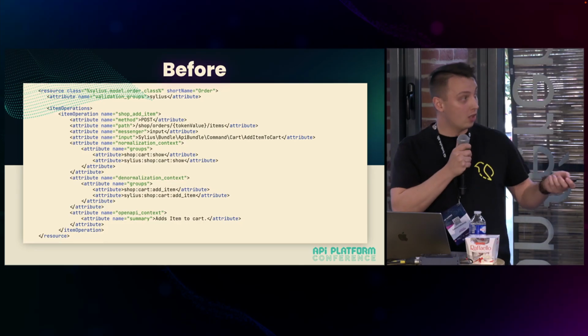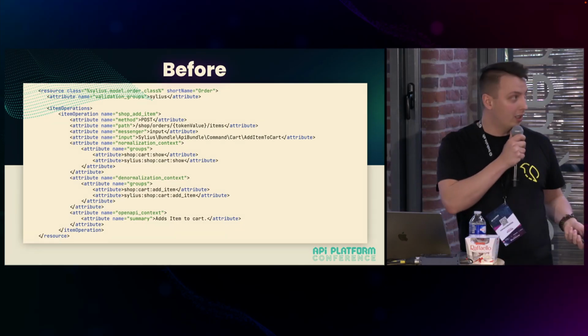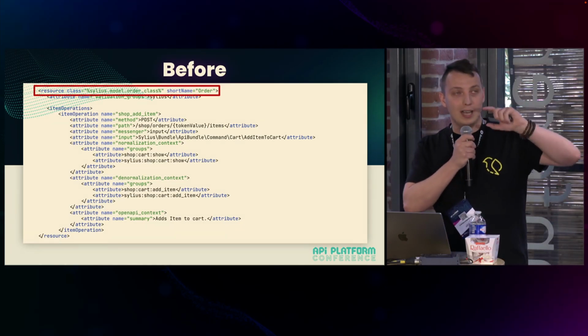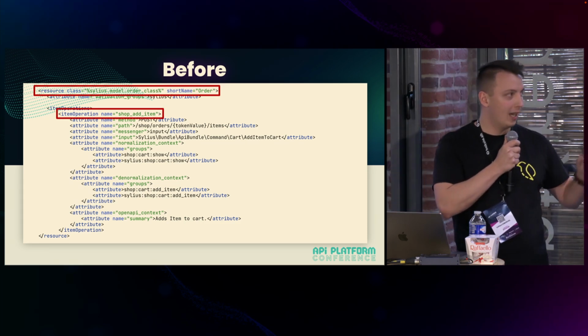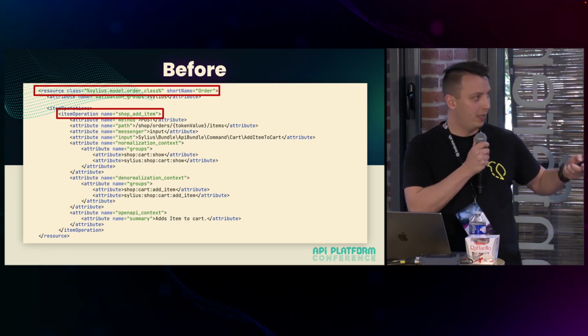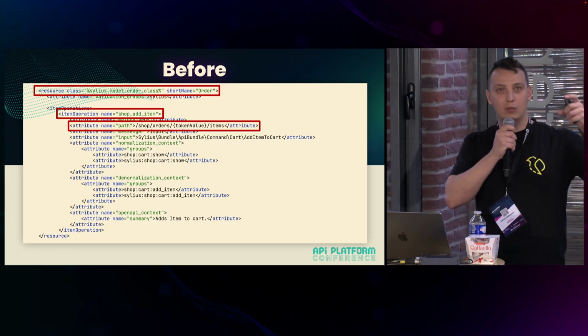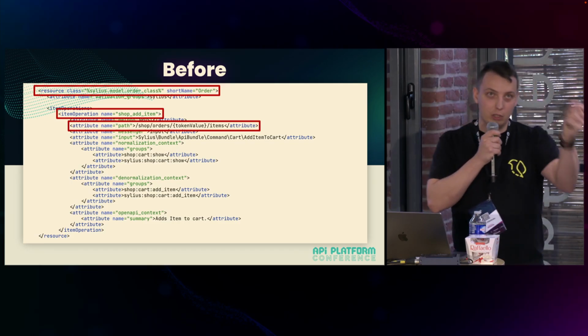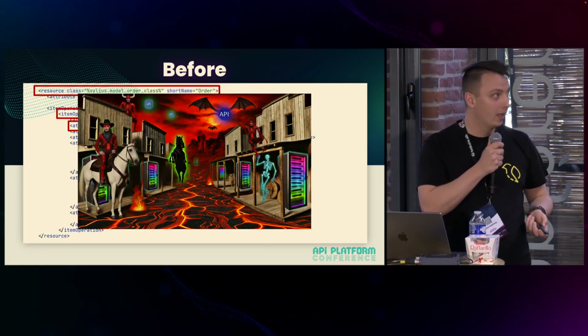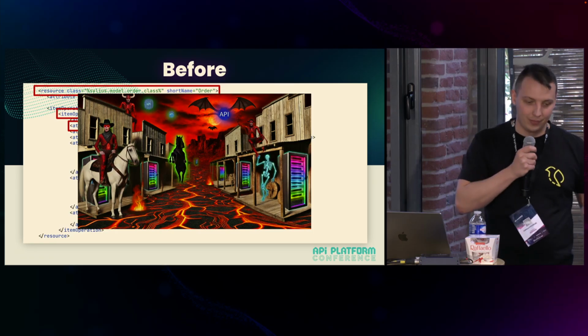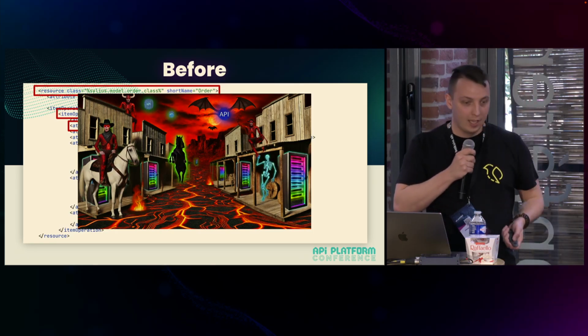This is because, for example, to add something to the cart, I had to use, on the order, not the order item, on the order level, an item operation with shop add item, which was using a collection operation as an item operation just to mitigate the behavior of API Platform 2.7. So, as I tell you, hell, really terrible place to be.